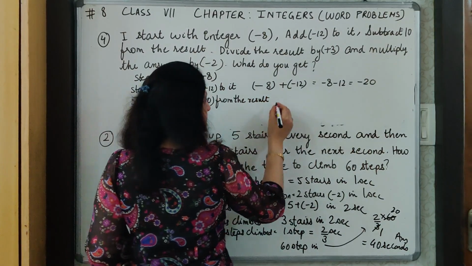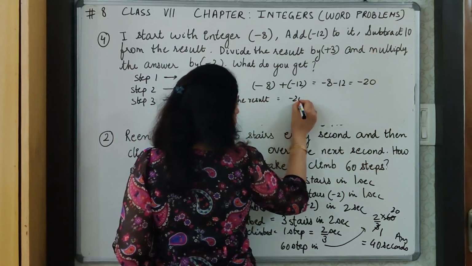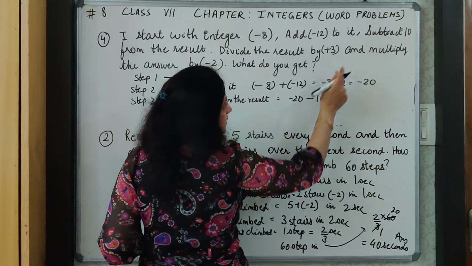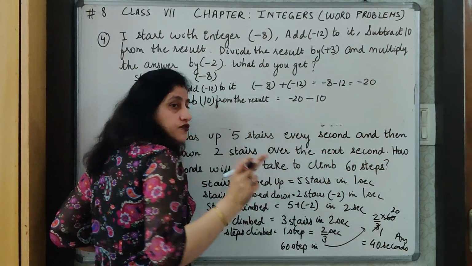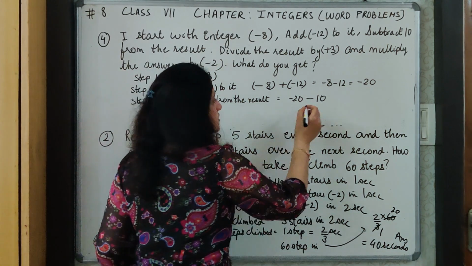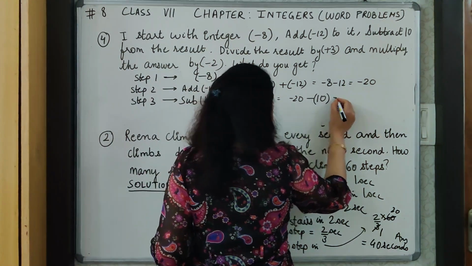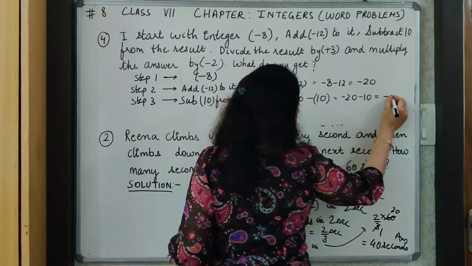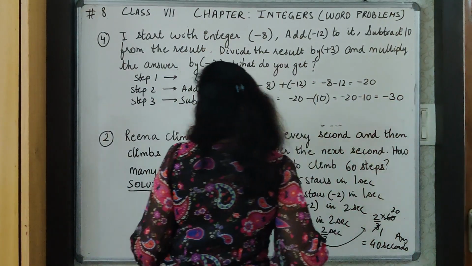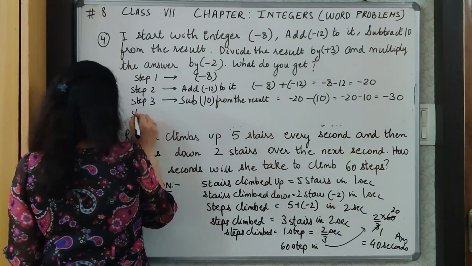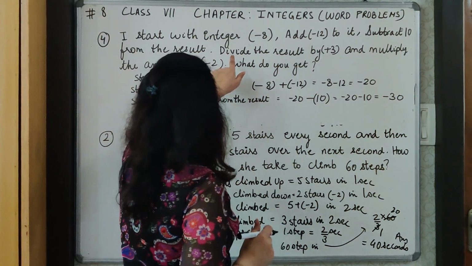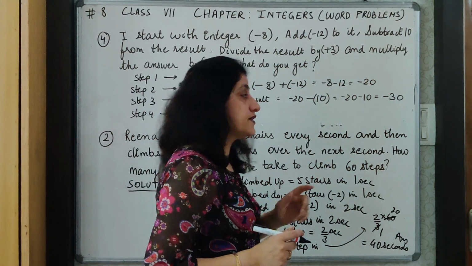Now my result is minus 20 over here, and I have to subtract 10 from it. It is a positive sign, so this minus is of subtract and the number is plus. So this will become minus 20 minus 10 is equal to minus 30. Then we have the next step 4. In step 4 it says divide the result by plus 3.